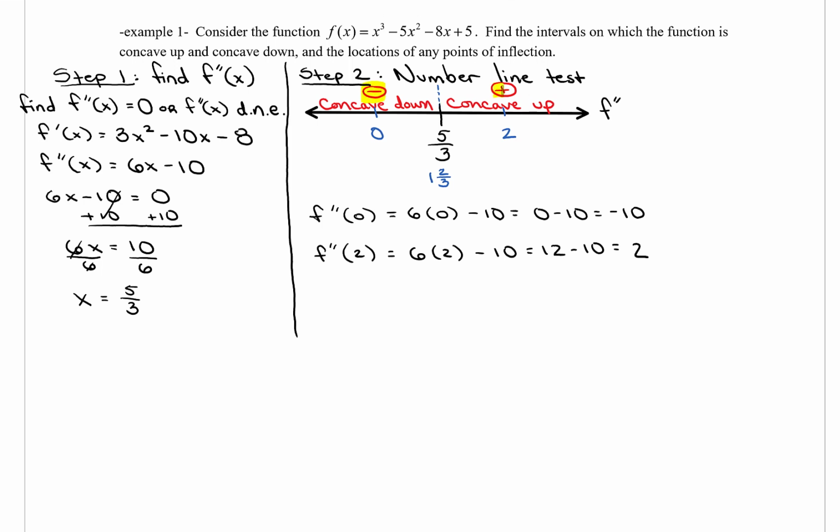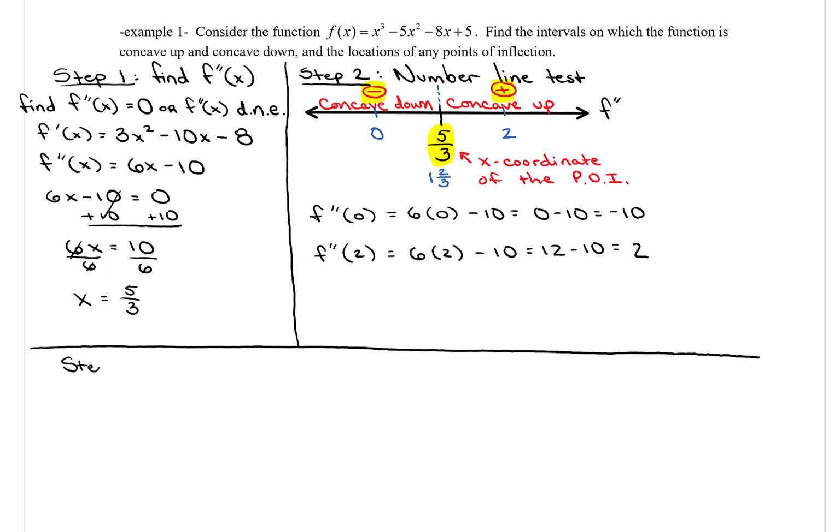I've highlighted the negative symbol, the positive symbol, and the 5/3 because there was a sign switch on both sides of this value of 5/3. That means that 5/3 is going to represent the x coordinate of our point of inflection. I've drawn a horizontal line segment to separate the work that I did from up above here from the work that I'm going to do down below.